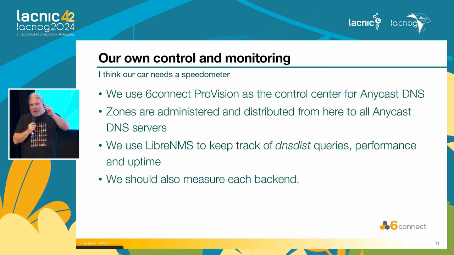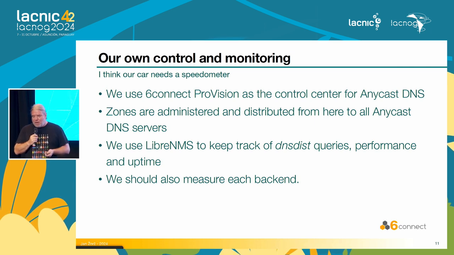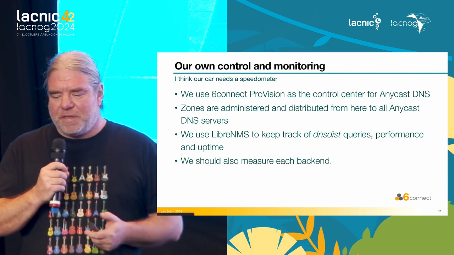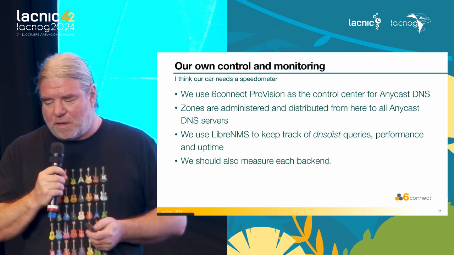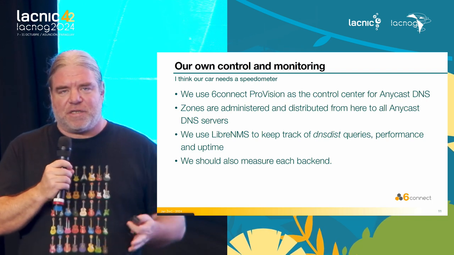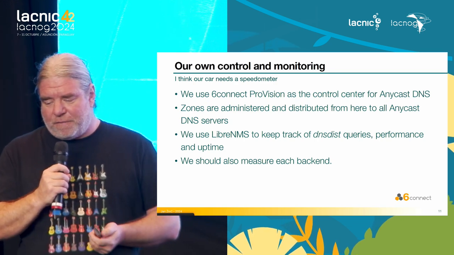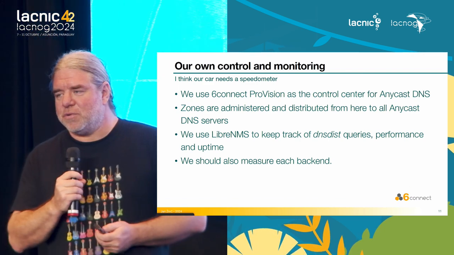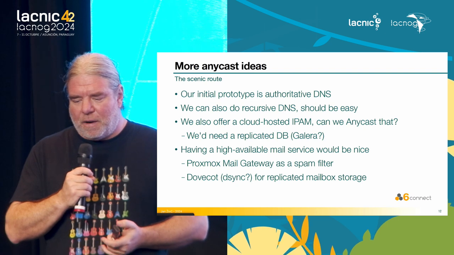Then we had to figure out how to do the controlling function. How do we feed the data into what we just built? So we use 6Connect ProVision. That's our IP address management software and also the network automation suite. We modified it a little bit and set it as a control center for Anycast DNS. Zones are administered from there to the Anycast DNS server through a special hidden master. And we use LibreNMS to keep track of DNS queries, performance, and uptime. And we figured out that we also need to measure our backend, so we are actually doing that quite successfully.